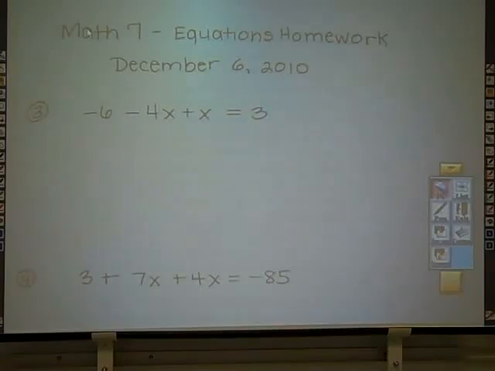All right, so you didn't understand your homework? Let's go over it. Homework from December 6th. That was on the worksheet, numbers 3 through 8. Number 3.